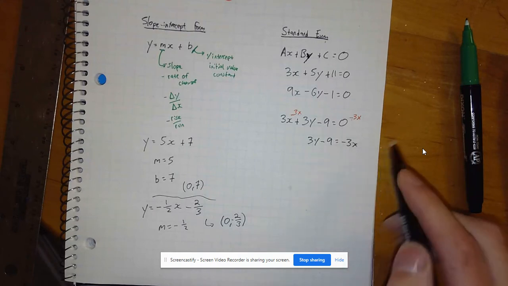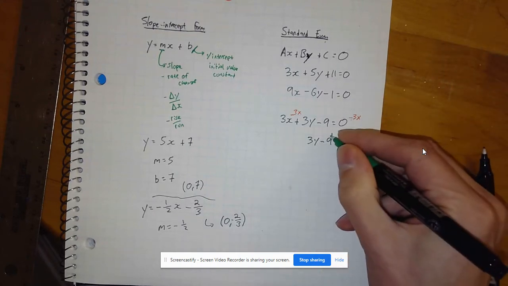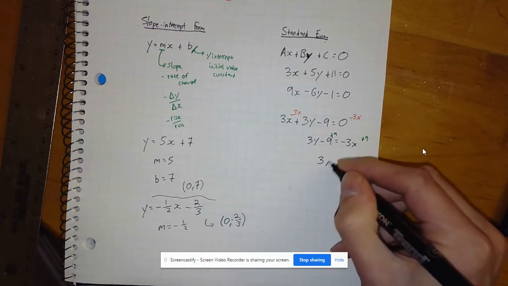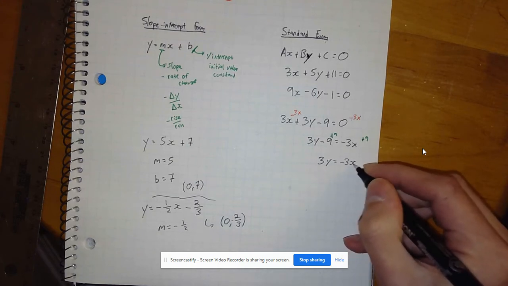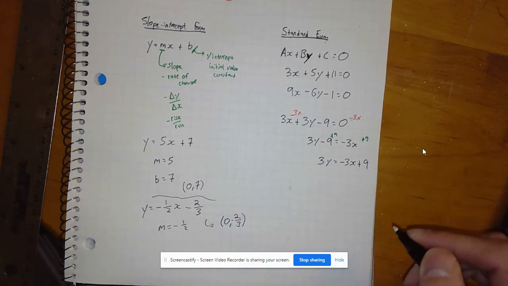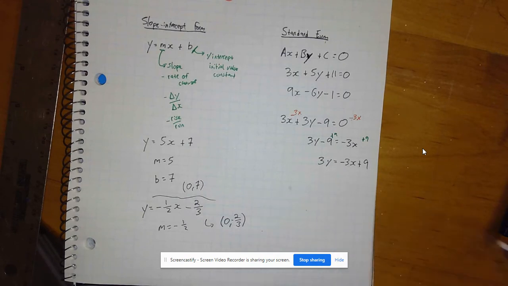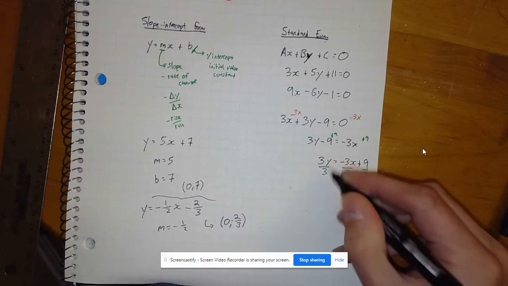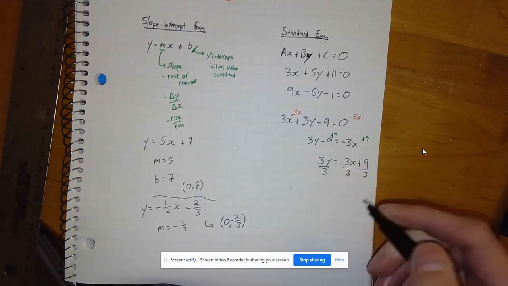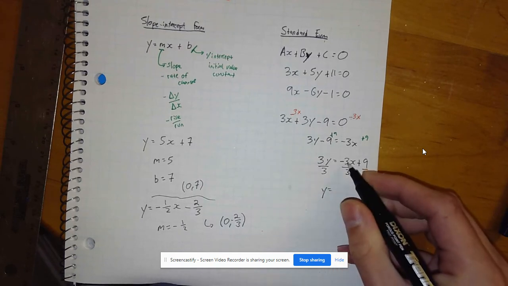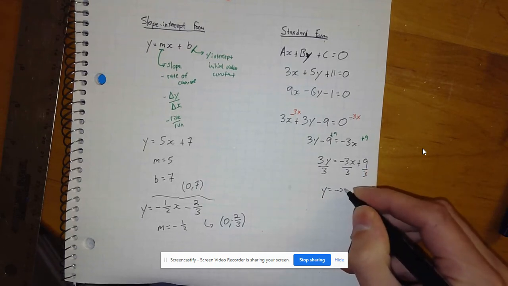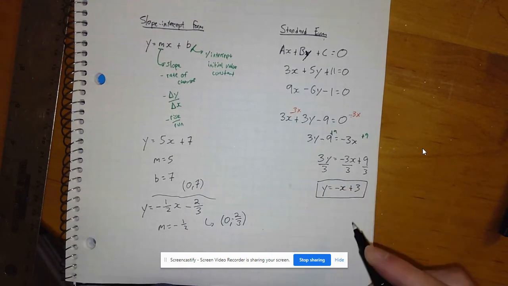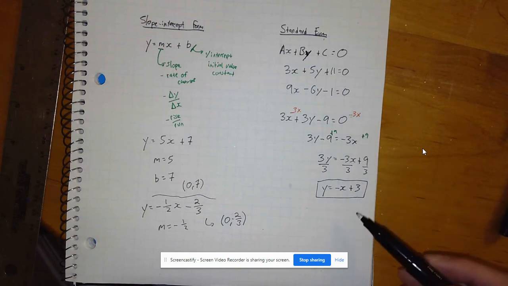I'm going to move the negative 9 to the other side. So I need to add 9 to both sides. I'm always doing the opposite operation. So now I have 3y equals negative 3x plus 9. And so now I have y by itself. And so my last step is going to be to divide everything by 3 because I really want positive 1y on the left. So 3y divided by 3 is just y. Negative 3 divided by 3 is negative 1. So I've got negative 1x plus 3. So now I've rearranged from standard form into slope-intercept form.